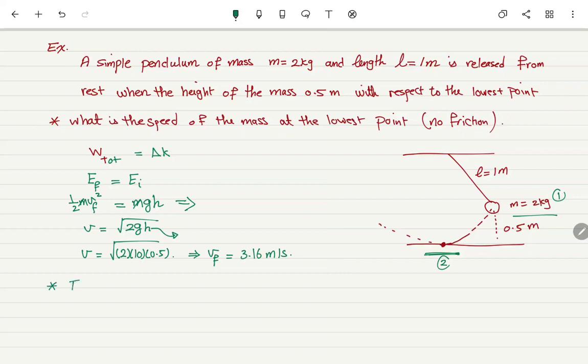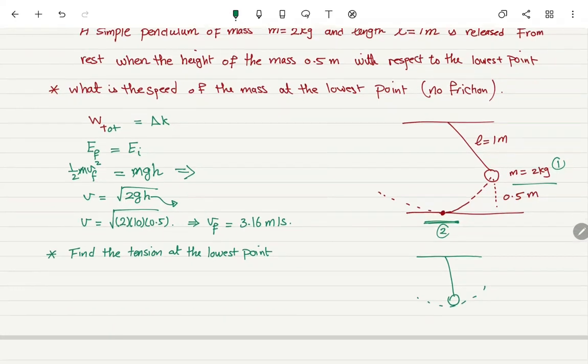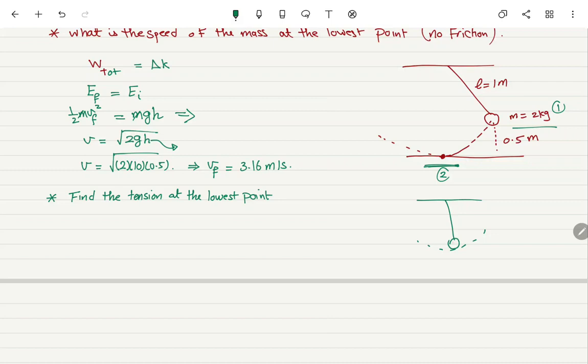In the same example, find the tension at the lowest point. At the lowest point, we have the situation here, and we have two forces. Weight is directed this way, and tension is this one. Now, the sum of all forces equals ma. The acceleration in this case is the radial acceleration, so the sum of all forces equals m v squared over r. R here is the radius of the circular path, which in this case is the length of the rope.